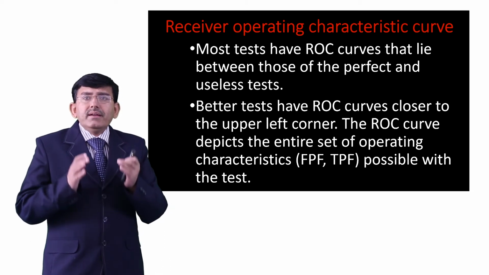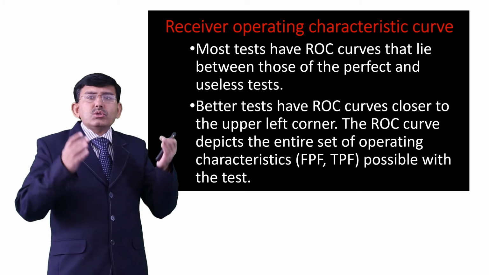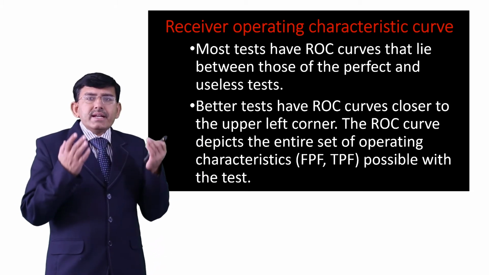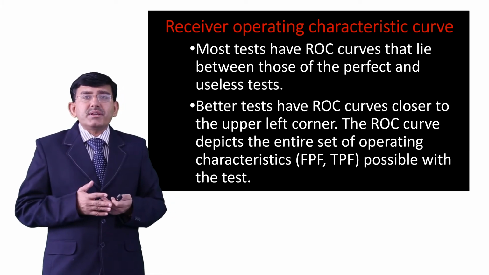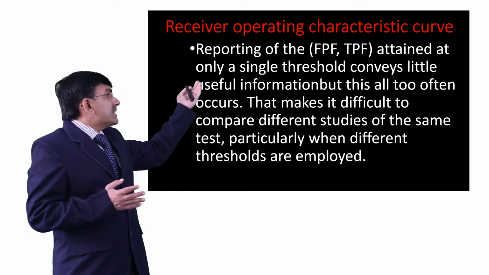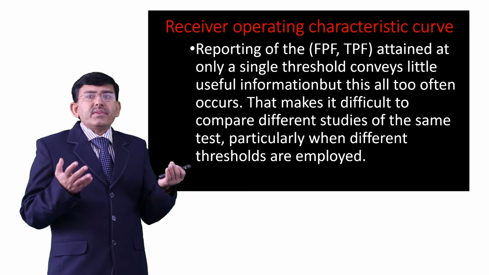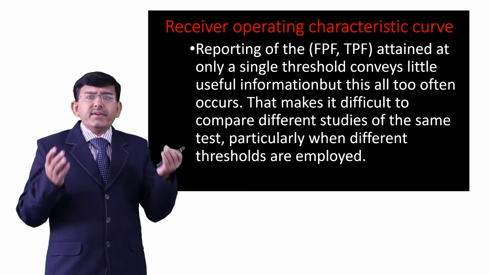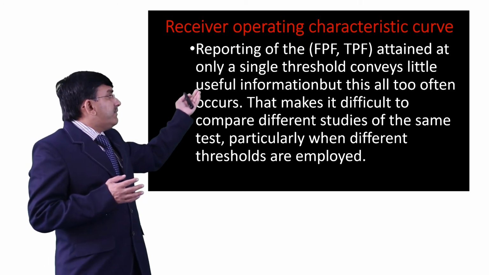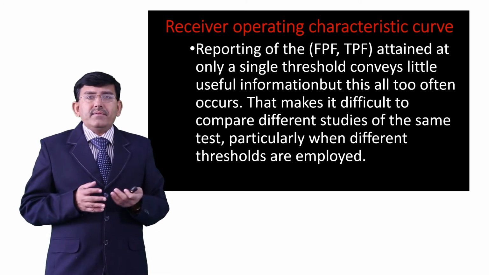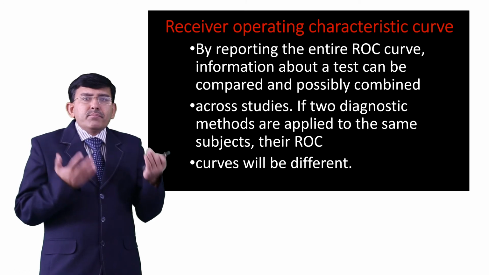Most tests have ROC curves that lie between those of the perfect and useless tests. Better tests have ROC curves closer to the upper left corner. The ROC curve depicts the entire set of operating characteristics, FPF and TPF, possible with the test performance measurement. Reporting the FPF as well as the TPF attained at only a single threshold conveys little useful information, yet this all too often occurs. That makes it difficult to compare different studies of the same test, particularly when different thresholds have been employed for the performance measurement. By reporting the entire ROC curve, information about a test can be compared and possibly combined across studies.